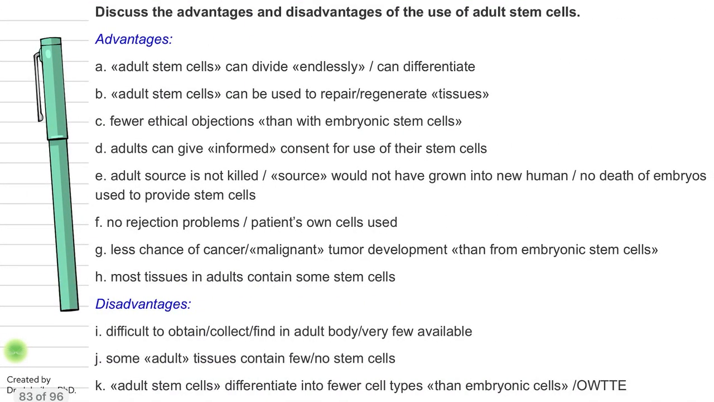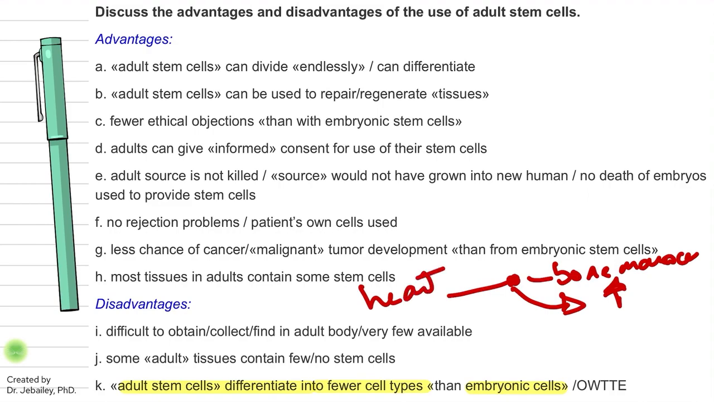And last, adult stem cells differentiate into fewer cell types than embryonic ones. What does that mean? This is basically saying that, for example, if I take a stem cell from my bone marrow, that stem cell can only do something related to the bone. I cannot take this stem cell and just start to make a heart. Why? Because this stem cell has been a little bit differentiated. It's more specific now. Oh, I am a stem cell, but I can become any kind of bone cell. I just cannot become something else. But if that stem cell is taken from an embryo, it's a totally different story.